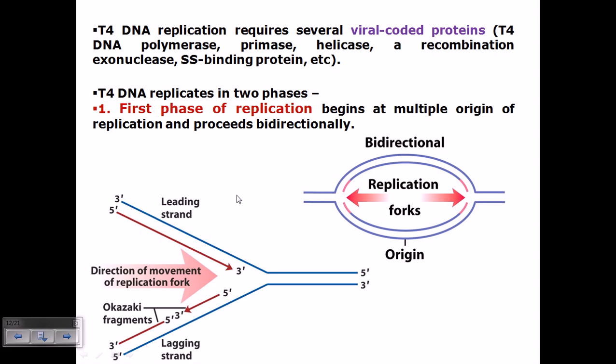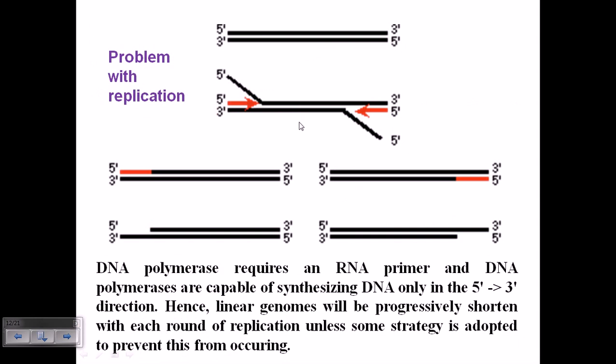In the first phase of replication, it begins at multiple origins, just like the formation of a replication fork or replication bubble, which will migrate in both directions, and finally they will meet at a particular location. So that's how they can begin this process. But during this process, they encounter a problem. Now, what is the problem?